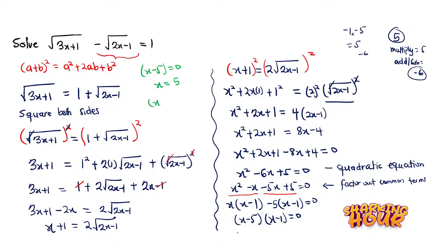Then for the second one, I have x minus 1 equal to 0. If I send the -1 to the other side of the equal sign, it becomes +1. So I have x is equal to 1. Therefore, x is either equal to 5 or x is equal to 1. What it means is that the values of x that can satisfy this particular expression are 5 or 1.